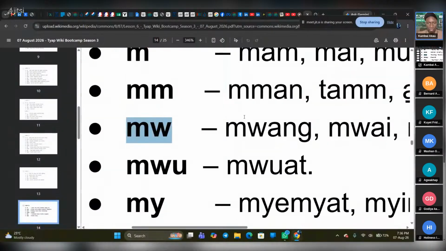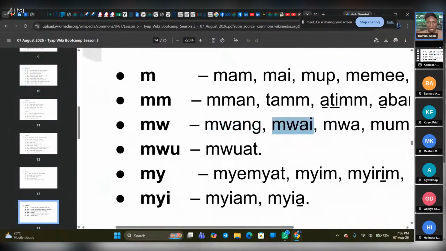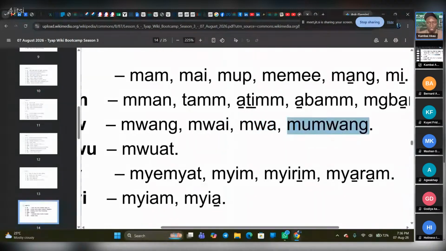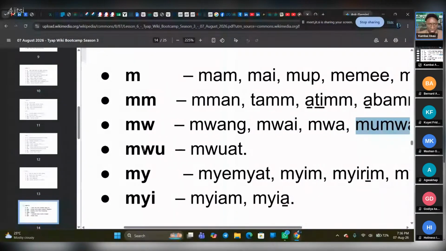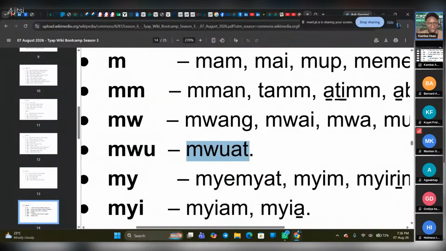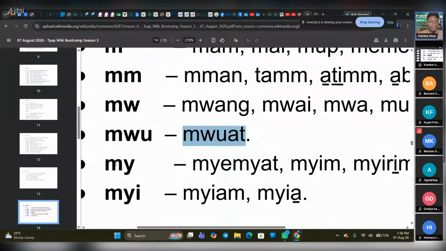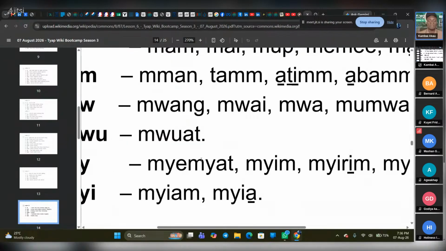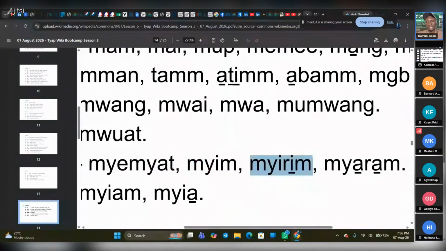And then we have the labial form of the sound. Examples, we have mwang, we have mwai, we have mwa, we have mumwang. And then we have the long version of the MW. This is the labial sound. An example we have there is mwat. And then we have the palate form of the sound. Examples, we have memiat. And then we have myum, we have miram, and then we have miaram.